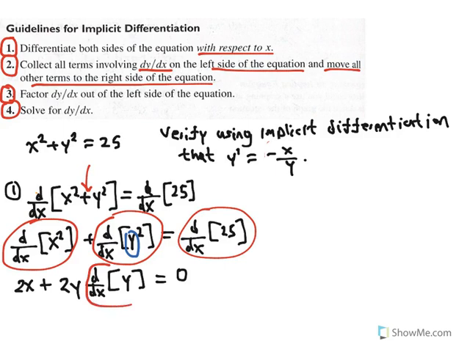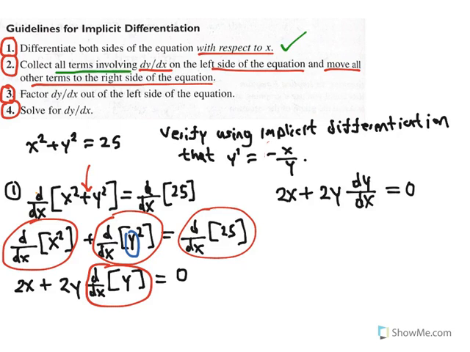And what is this? This is what we're looking for. It is dy dx, or y prime. Let's write dy dx, and you'll see why this is a good habit to have when we look at related rates in our next section. So we have 2y times dy dx is equal to 0. So what have we done? We differentiated both sides of the equation with respect to x.